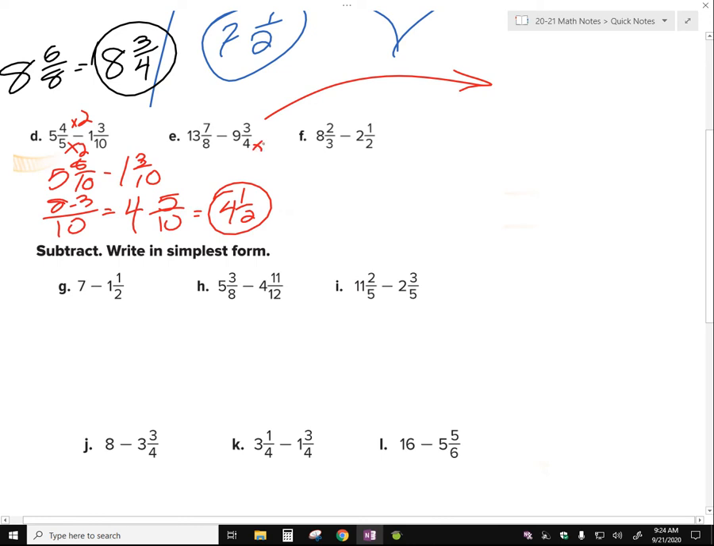I'd find the least common denominator between these two, which is 8. So I have 13 7/8 minus 9 6/8. 13 minus 9 is 4. 7 minus 6 is 1. 4 1/8.